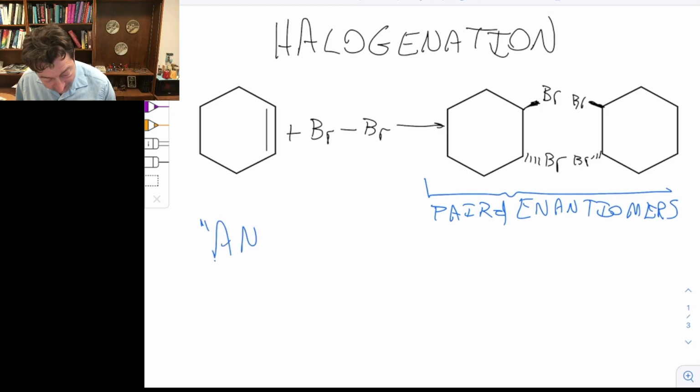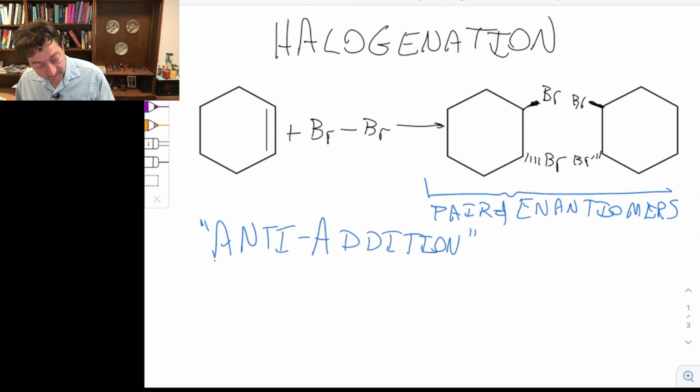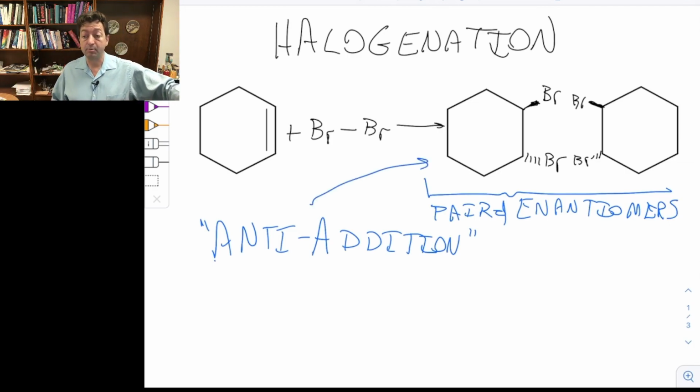This results from what we call anti-addition. That is where both elements that are participating in adding across that double bond wind up on opposite faces of the product of the reaction. So the bromines are on opposite faces or anti, as opposed to, for example, we saw syn addition with hydrogenation. So anti on opposite sides. So we have to develop a mechanism that would explain this particular observation.